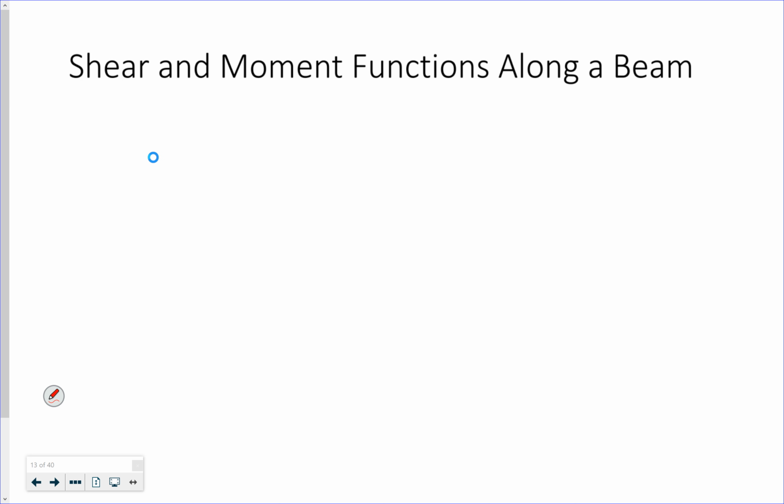Okay, we just talked about shear and moment values, internal loading values at a specific point along the beam. And now we're going to develop functions that would describe the shear and moment at any point along the beam.